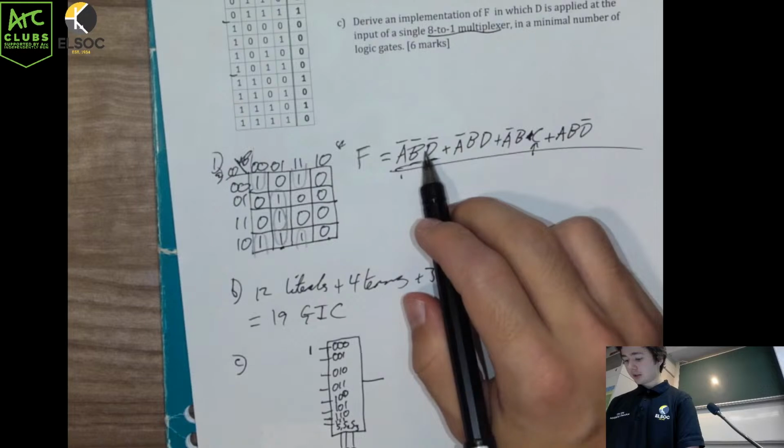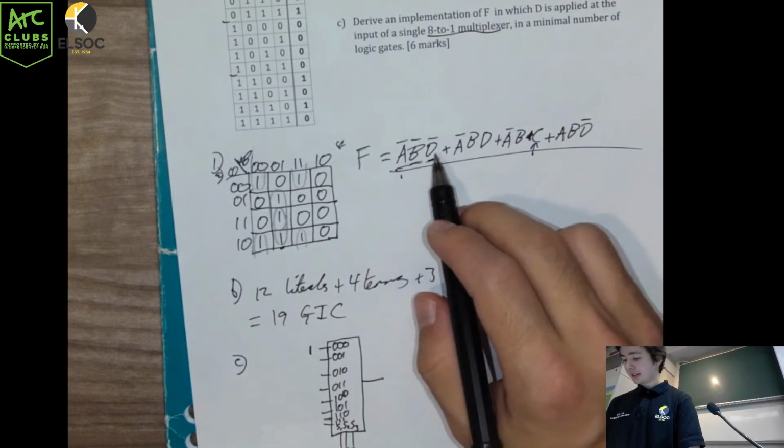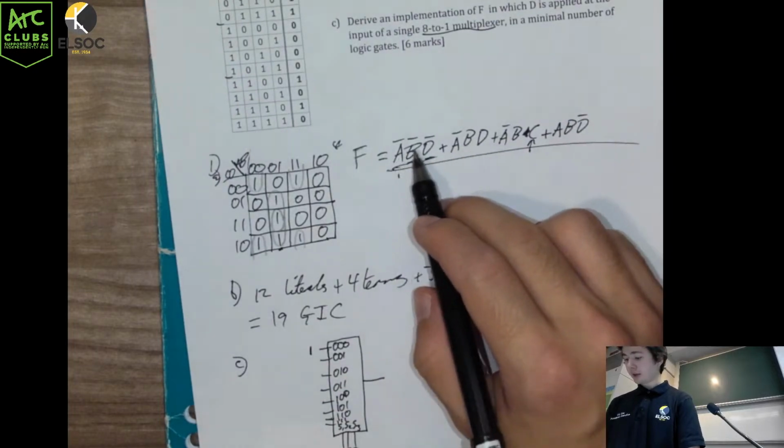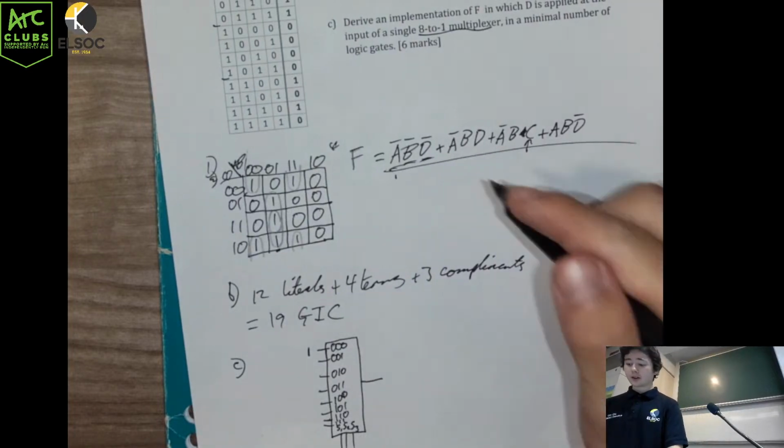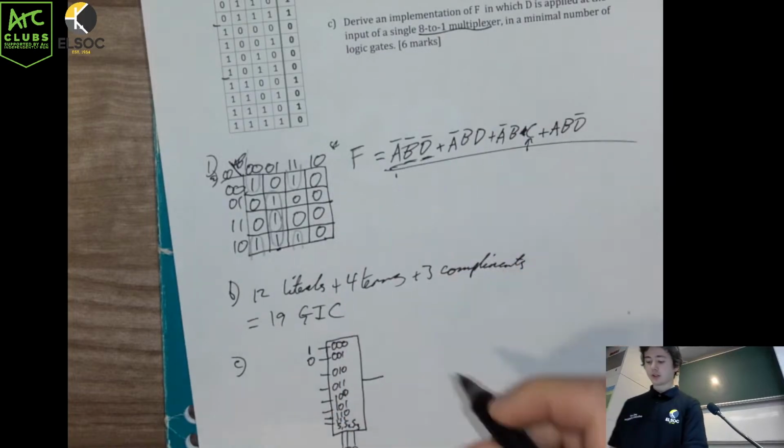So 001, let's go ahead and look at this. So A bar, B bar, D bar was good. How about A bar, B bar, D? There is no such A bar, B bar, D. So we would put a 0 in here.